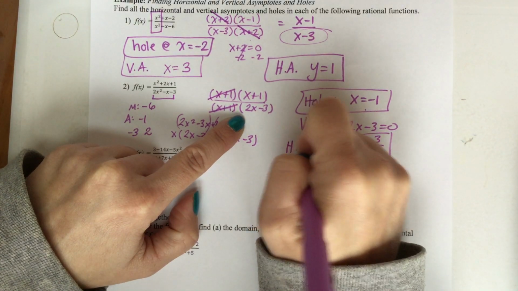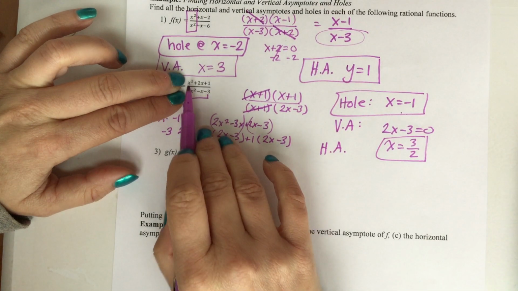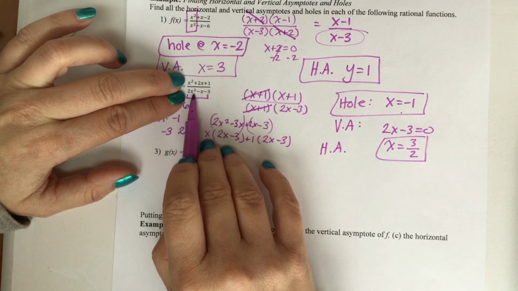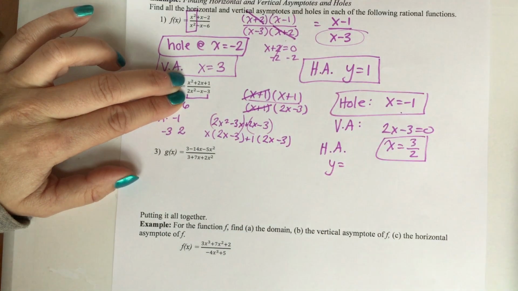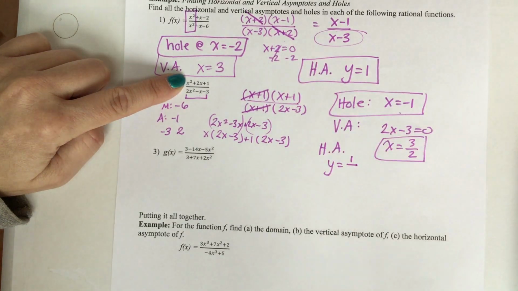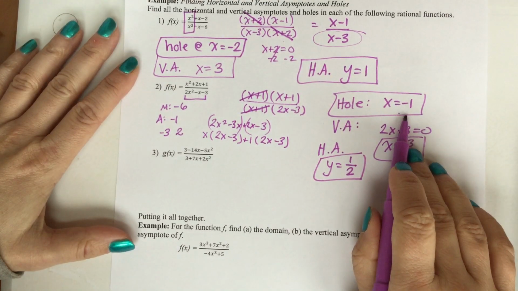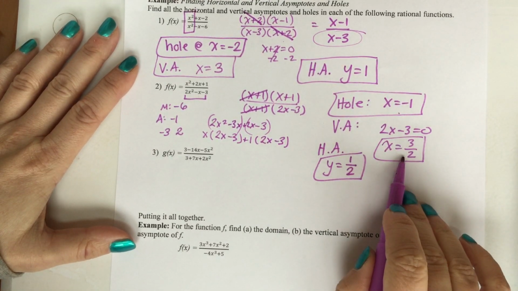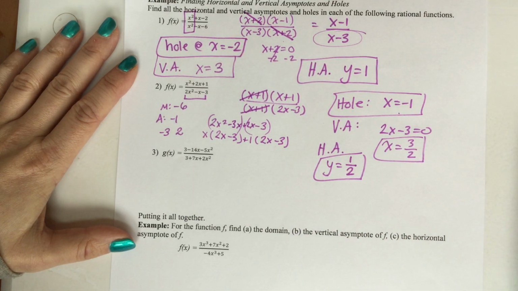A horizontal asymptote, you look at the degree. This has a degree of 2, this has a degree of 2. If the degrees match, it's y equals, you divide the leading coefficient. Top leading coefficient is 1, over bottom leading coefficient is 2. So I have a hole at -1, a vertical asymptote at 3/2, and a horizontal asymptote at 1/2.